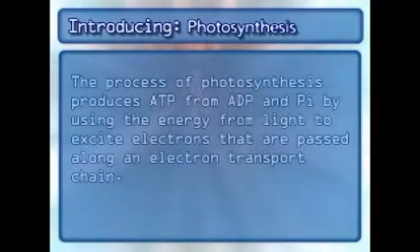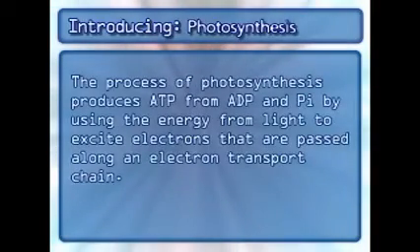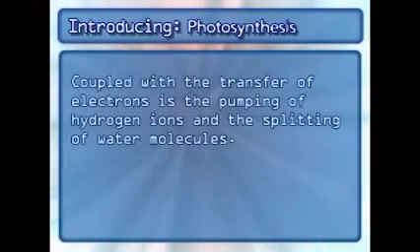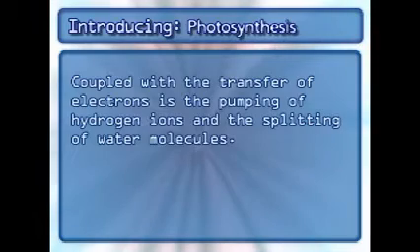The process of photosynthesis produces ATP from ADP and Pi by using the energy from light to excite electrons that are passed along an electron transport chain. Coupled with the transfer of electrons is the pumping of hydrogen ions and the splitting of water molecules.